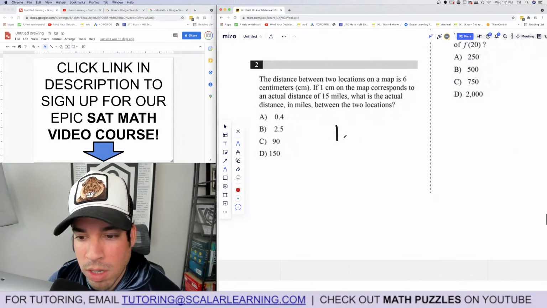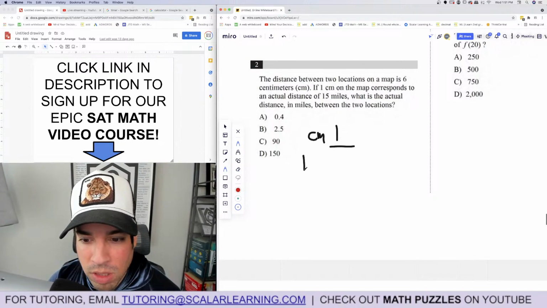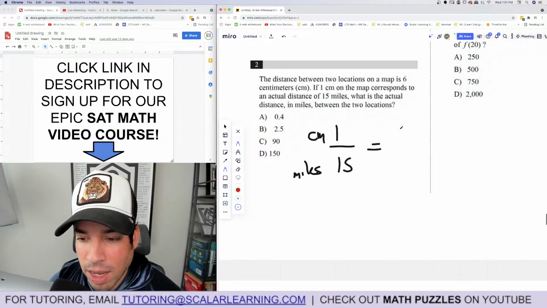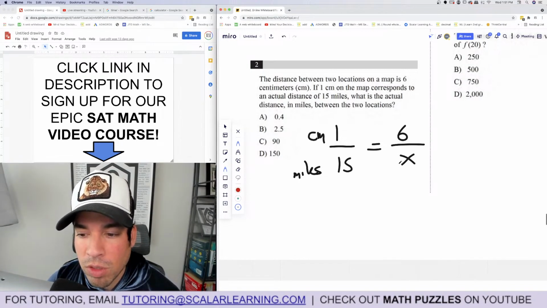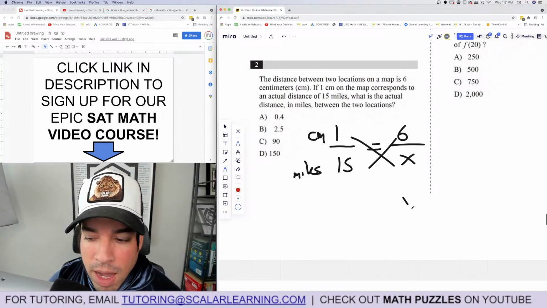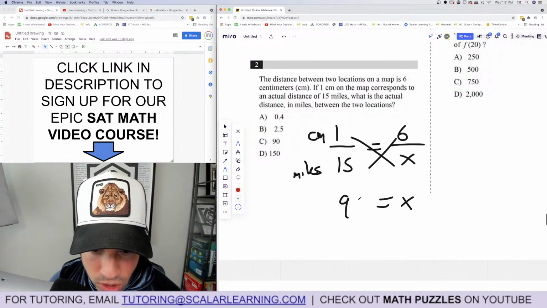The distance between 2 locations on a map is 6 centimeters. If 1 centimeter corresponds to an actual distance of 15 miles, what is the actual distance between the 2 locations? Watch, I'm going to immediately set up the proportion. See how I'm labeling? 1 centimeter corresponds to 15 miles. AKA 6 centimeters is equivalent to what? Cross multiply. 1x equals 6 times 15, which is 90.